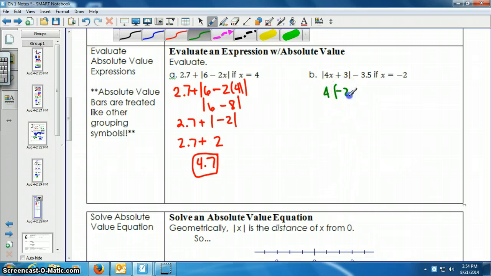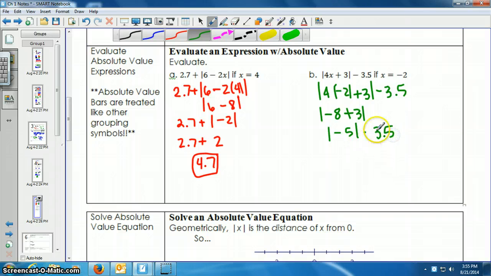So 4 times negative 2 plus 3 in the absolute value symbols. Multiply first. So it would be negative 5, kind of hard to write here. And that would be 5 minus 3.5, which would end up giving you 1.5 for your answer.